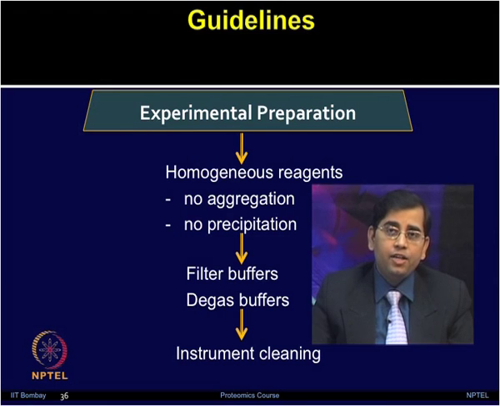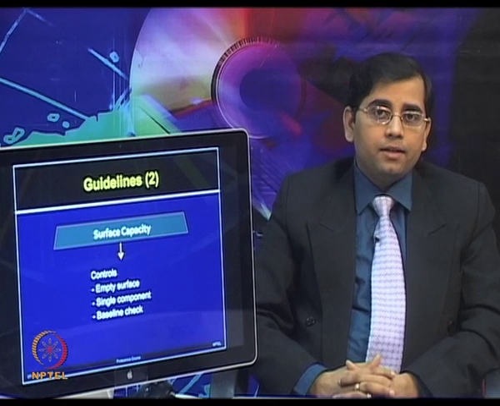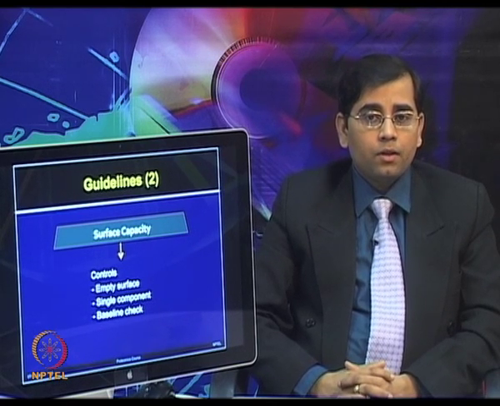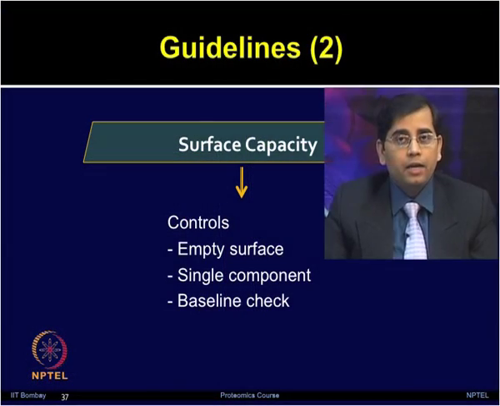So, the analyte and ligand should be monomeric in solution, and they should form a one-to-one complex for the data to fit a simple bimolecular reaction model. Therefore, your good quality reagents are going to determine the good quality output data. Surface capacity is another consideration. How your control should be printed, how you should keep the surface empty, the single component, baseline checks, all of these are important points to consider.